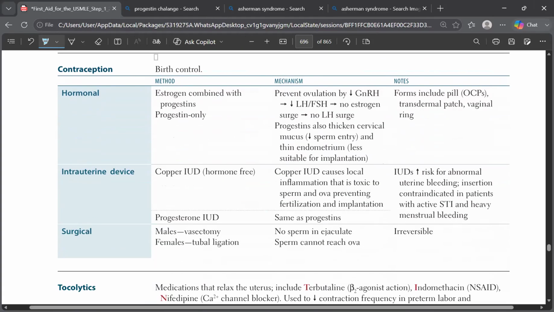Next is contraception, which means birth control. There is going to be hormonal, IUD, and surgical. The hormonal method is estrogen combined with progestins or progestin only. Progestin can be used alone, but estrogen can tag along as well.